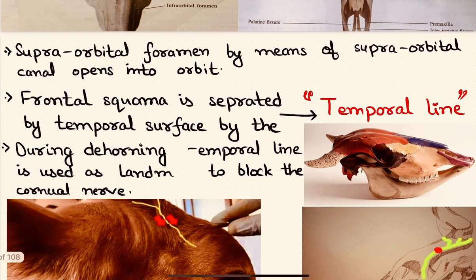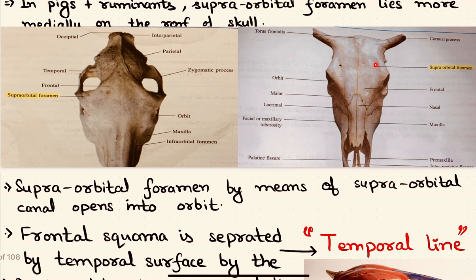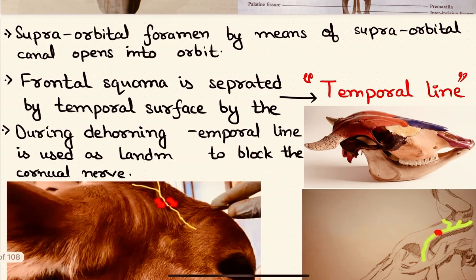Now, this supraorbital foramen opens into the orbit via a canal. This is known as the supraorbital canal, which is absent in carnivores. And here is a ridge kind of a thing, which is known as the supraorbital ridge. Now, the frontal squama is separated from the temporal surface by the temporal line.